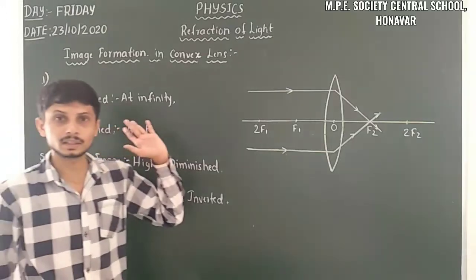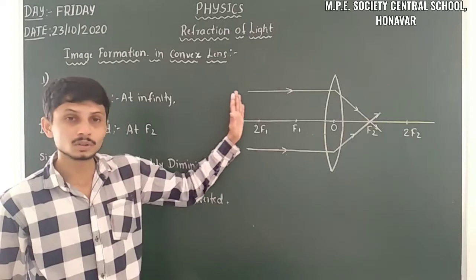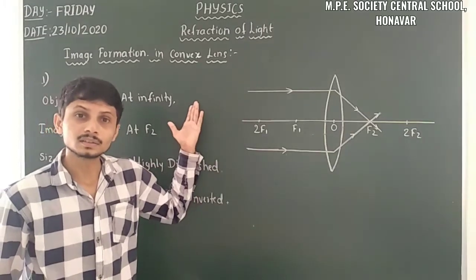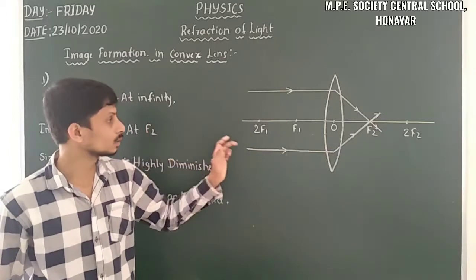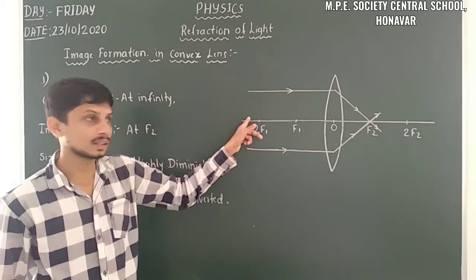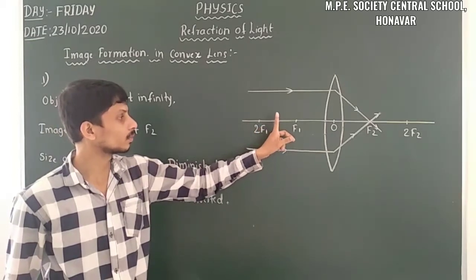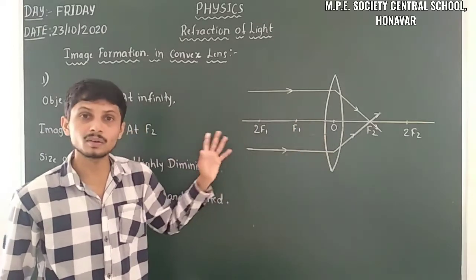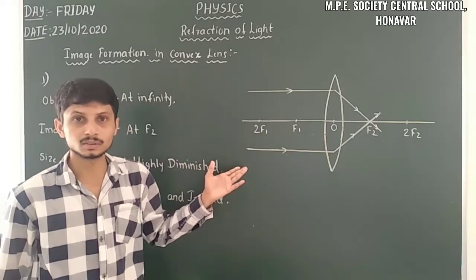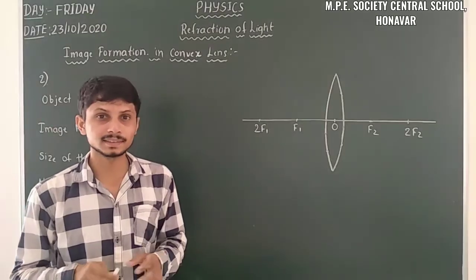So after that, what do we have to do? We have to take the object nearer to the convex lens. That means first at infinity, then beyond 2F1, then on 2F1, between 2F1 and F1, then on F1, then between F1 and O. So we have to take those conditions. Let's take them one by one. Take the second case here.